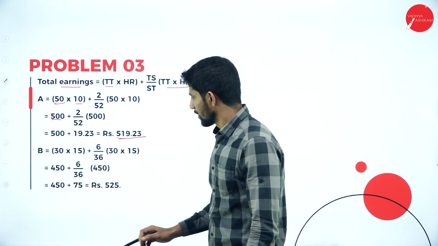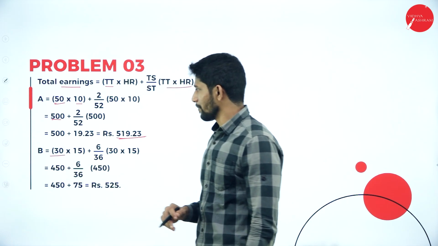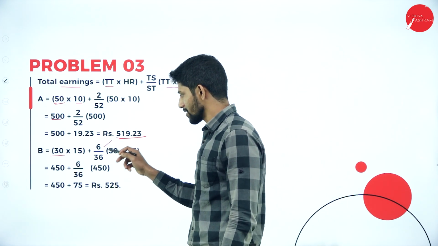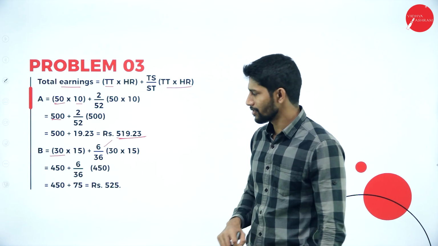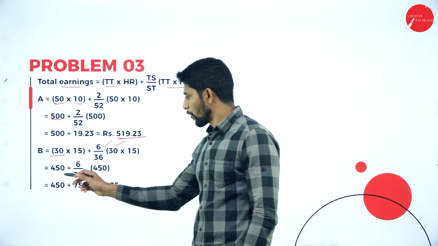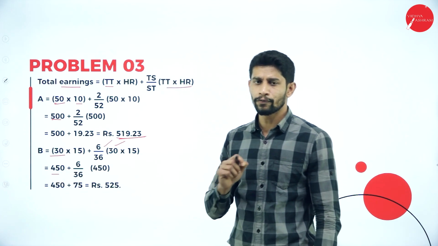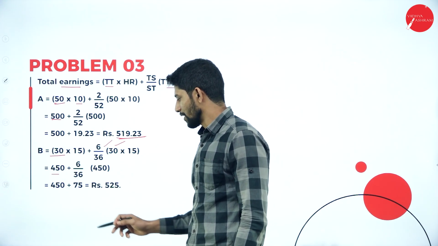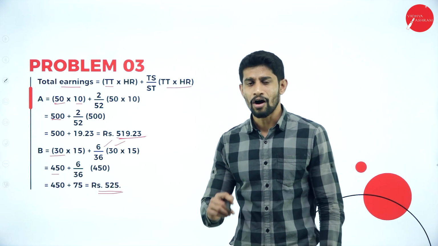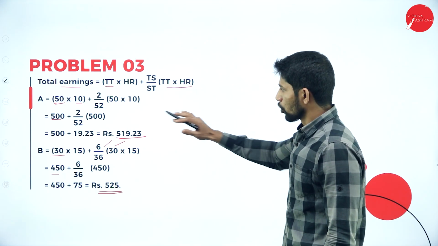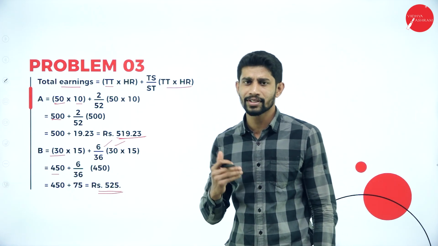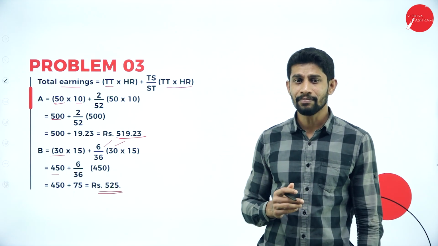Next, worker B, same format, same formula. Time taken is 30 hours into 15 rupees per hour, plus time saved is 6 hours divided by the standard time of 36 hours and time taken 30 hours into 15 rupees per hour. So 450 plus 6 by 36 into 450. So 450 plus 75, 525 rupees is the total earnings of worker B under the Rowan plan. In case the standard time is not given, I just now solved how to find out the standard time and how to find out the time saved.